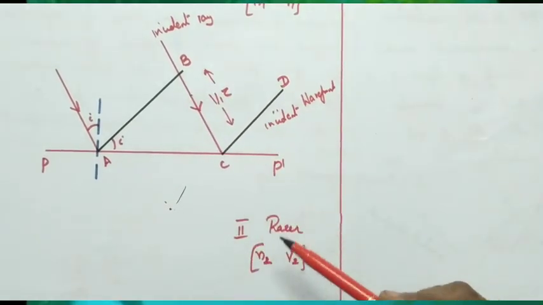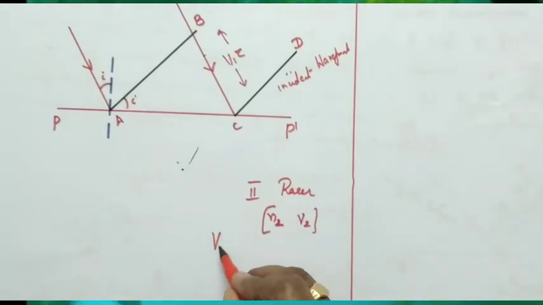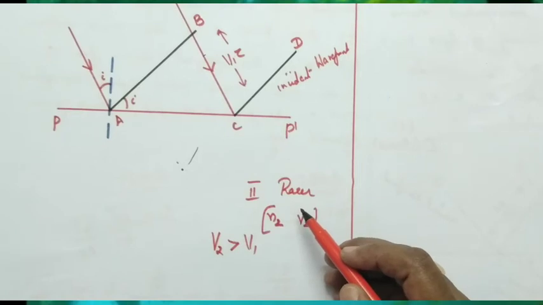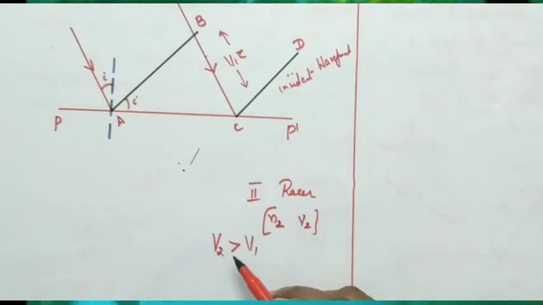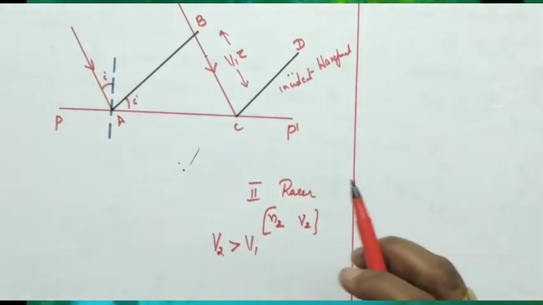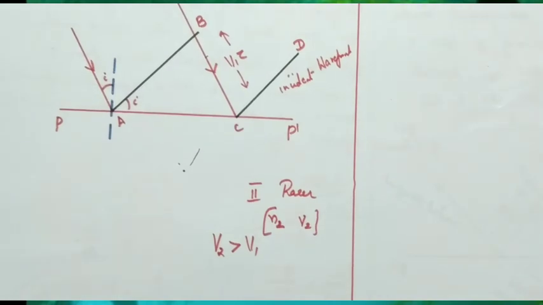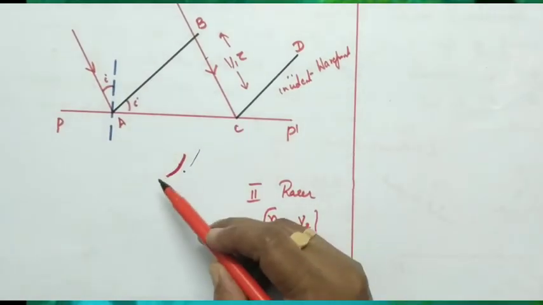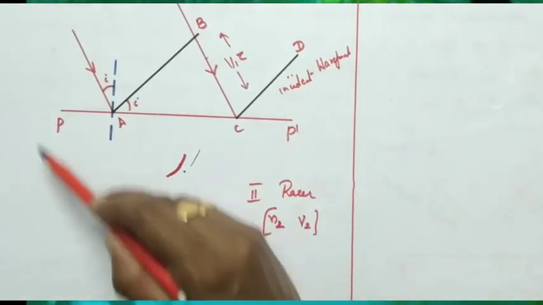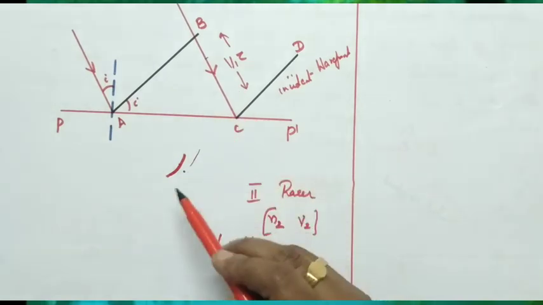What about v2 tau? v2 is greater because going from denser to rarer, velocity increases, no? So, v2 is always greater than v1. Rarer medium velocity is greater, isn't it? So, v2 tau is greater than v1 tau. So, taking v2 tau as radius, we can draw a sphere from the point A like this. This is a bigger sphere of radius v2 tau, drawn from the point A.